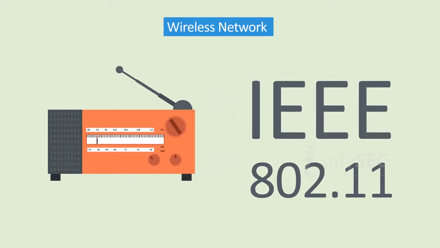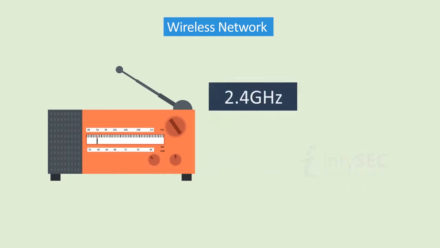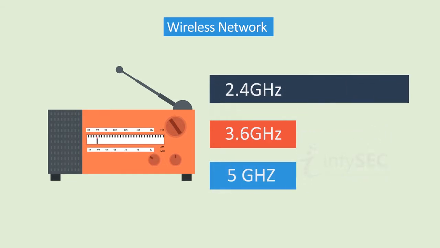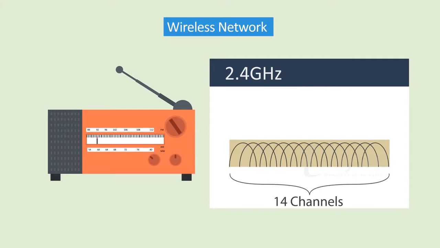The general frequency spectrum for this standard lies at 2.4 GHz, 3.6 GHz, and 5 GHz, wherein the 3.6 GHz spectrum is specifically only used in the USA, while the 2.4 and 5 GHz spectrum are the commonly used Wi-Fi spectrum. The 2.4 GHz spectrum has 14 channels, each covering 22 MHz with a 5 MHz gap in between them.